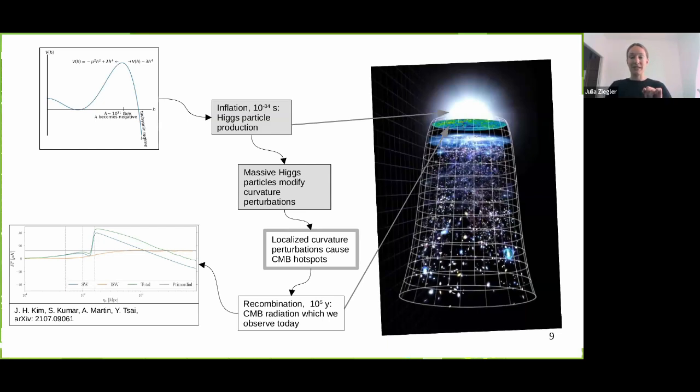By the way, sorry, I forgot to say in the beginning, I usually say hotspots. In general, we could also get cold spots. It depends on how large and at what time this over or under density in the early universe appears. But as we will see later for our work, for some preliminary results, we get hotspots. So usually I just refer to them as hotspots, but they could also in theory be cold.